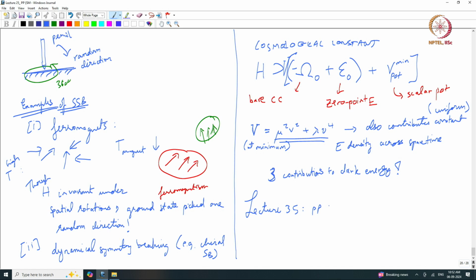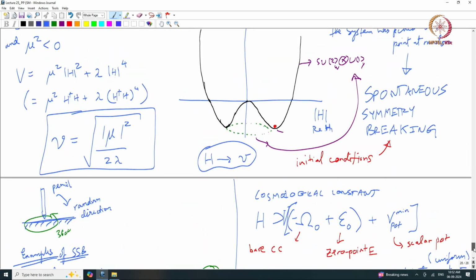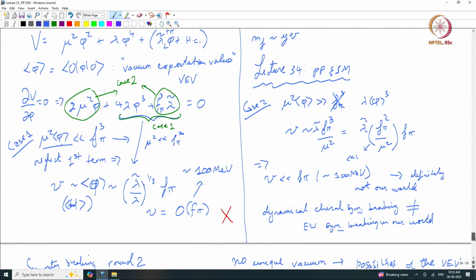Alright, so welcome back to particle physics and the standard model. This is lecture 35, and in the last lecture we saw how nature actually does break the electroweak symmetry in our universe.